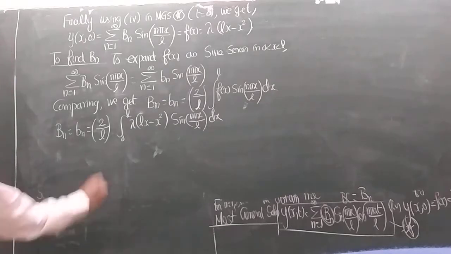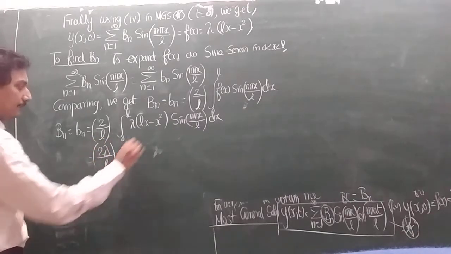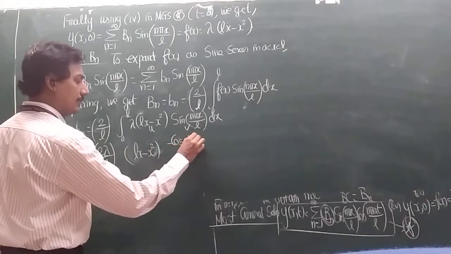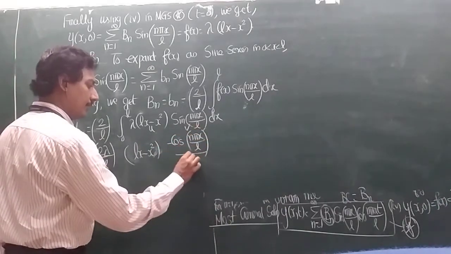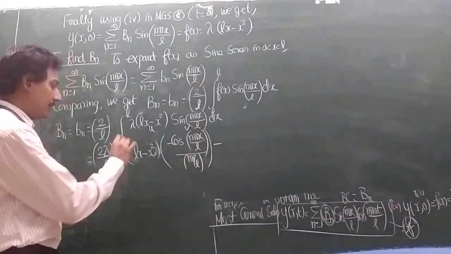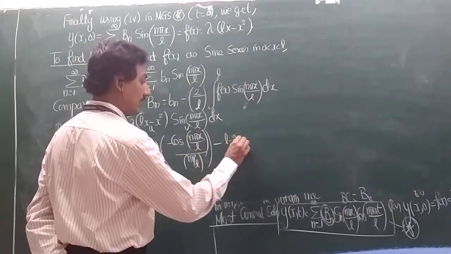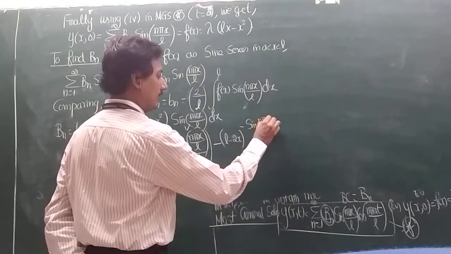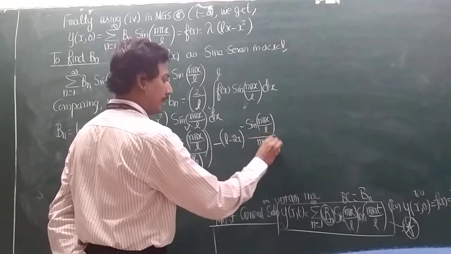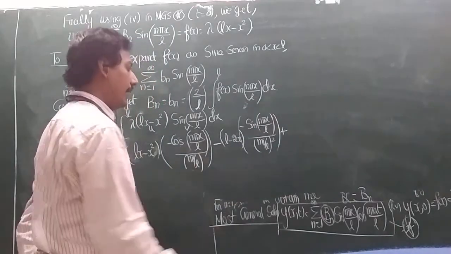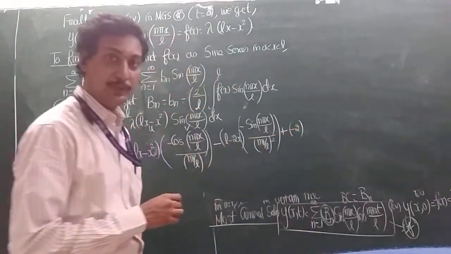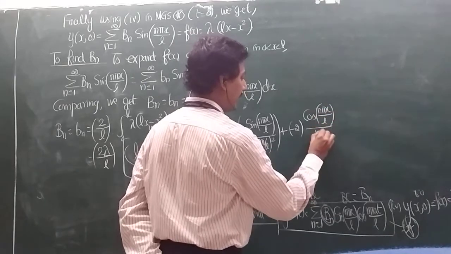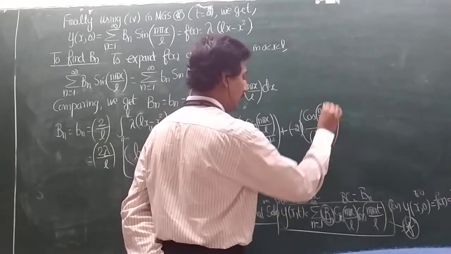Taking lambda outside, we get 2 lambda by L. Using the Bernoulli formula, for Lx minus x square, the integration of sin is minus cos n pi x by L by n pi by L, minus the differentiation L minus 2x times minus sin n pi x by L by n pi by L whole square, plus the next differentiation, minus 2, times cos n pi x by L by n pi by L whole power 3, with the limit 0 to L.